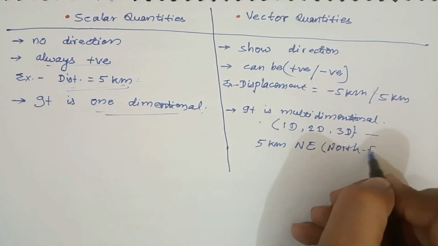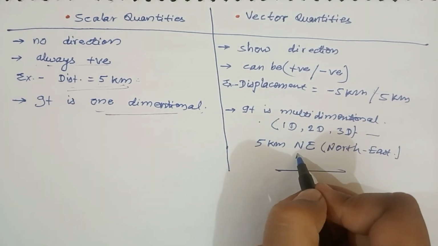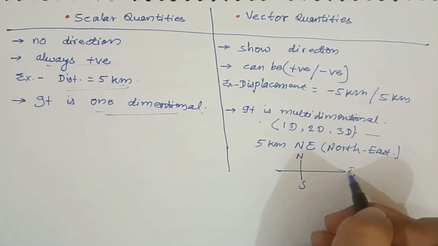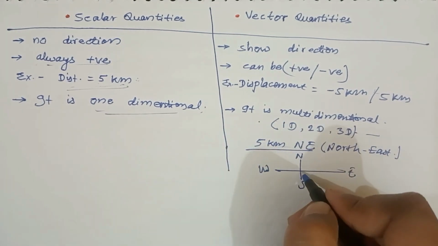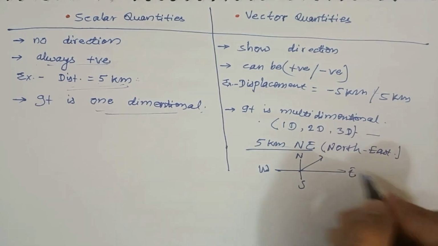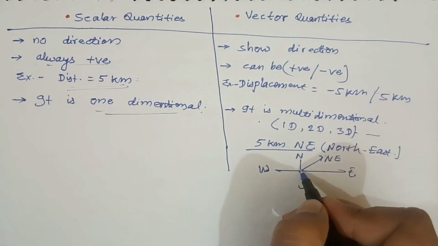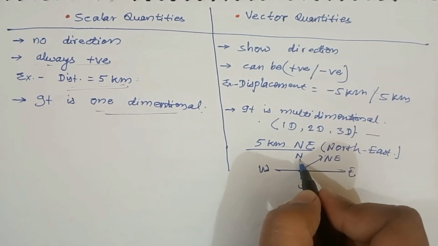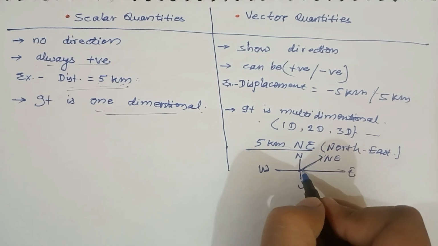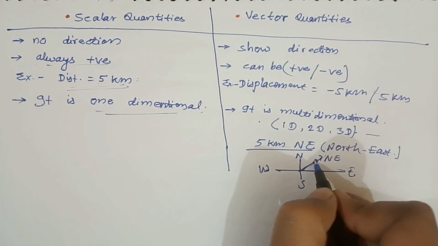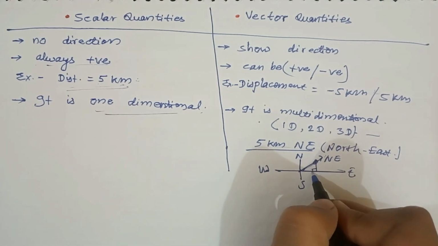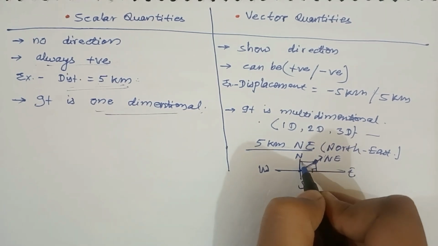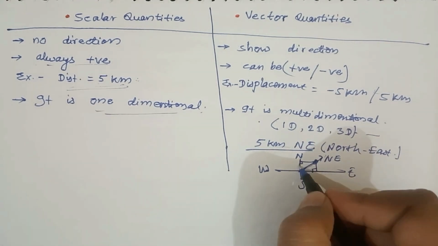What does northeast mean? This is north, this is south, this is east, this is west. Northeast 5 kilometers means in this direction, in the middle of the x-axis and y-axis. If we consider any point here, it will have a projection on the x-axis and on the y-axis, so it is two-dimensional.